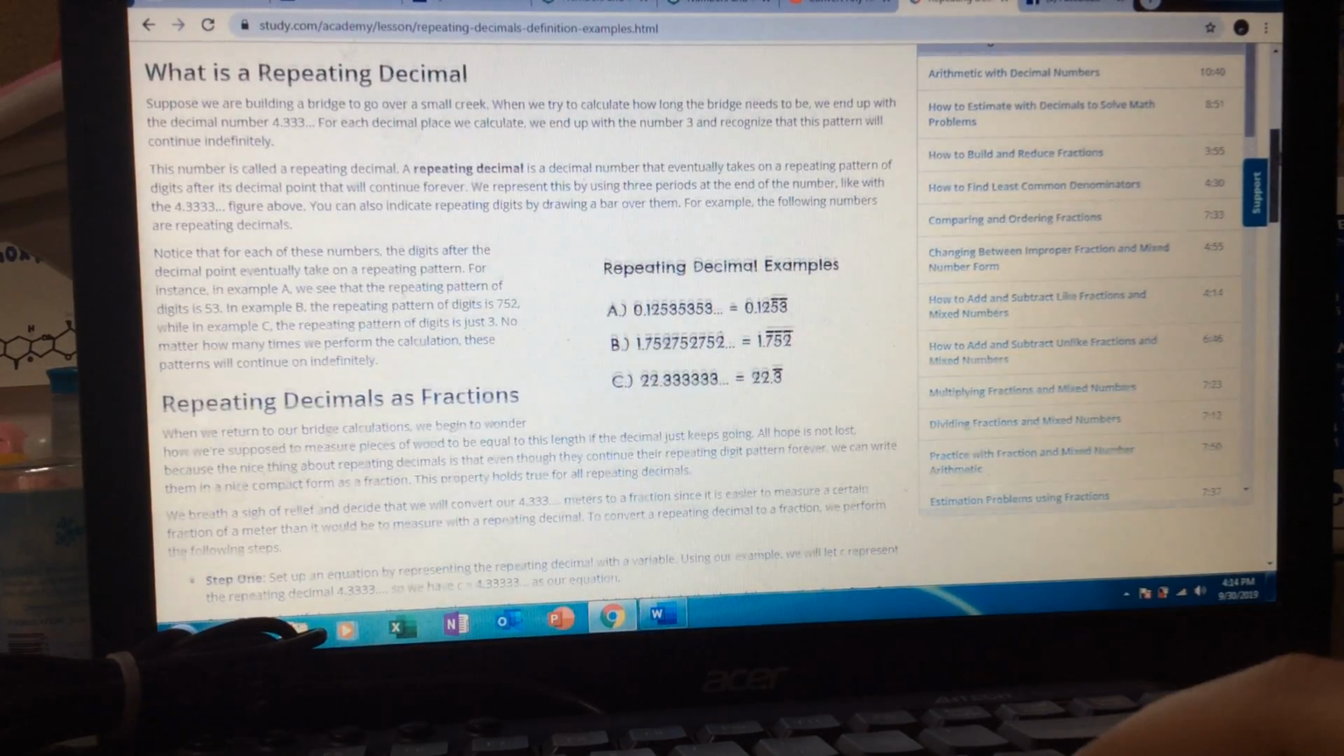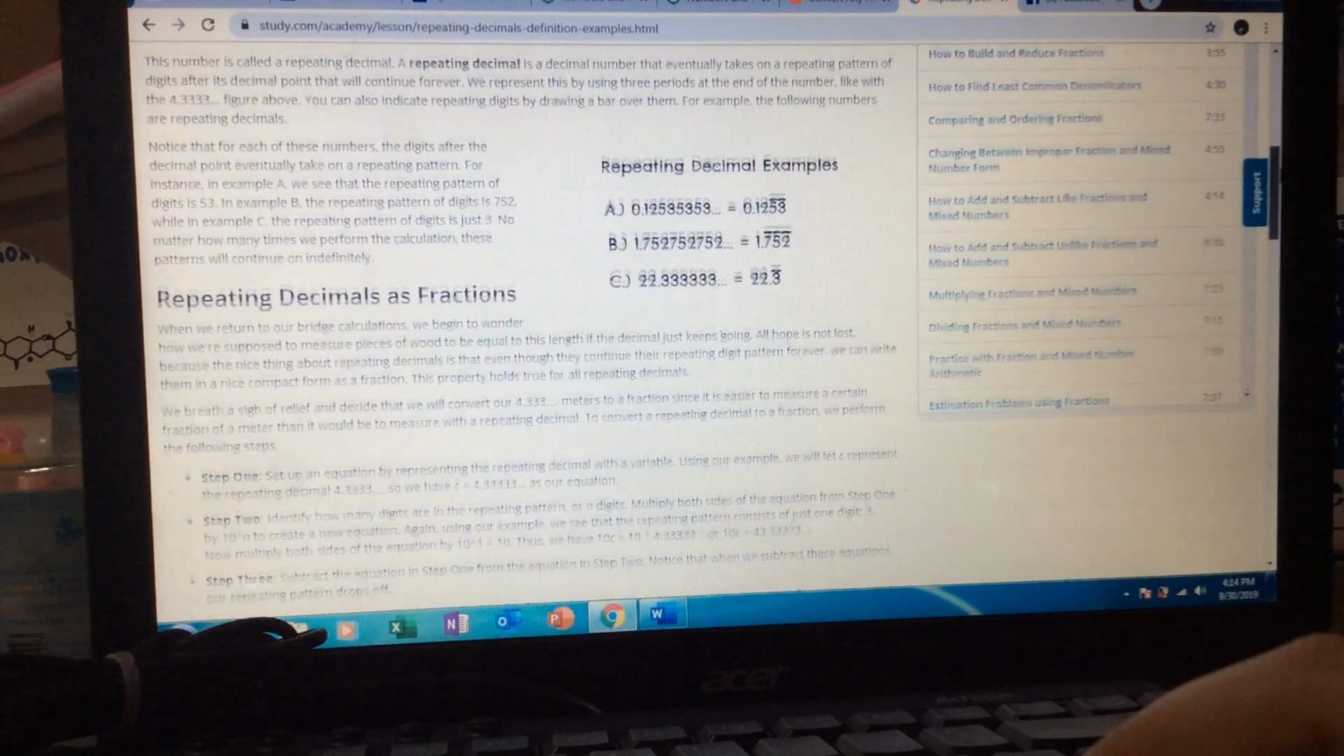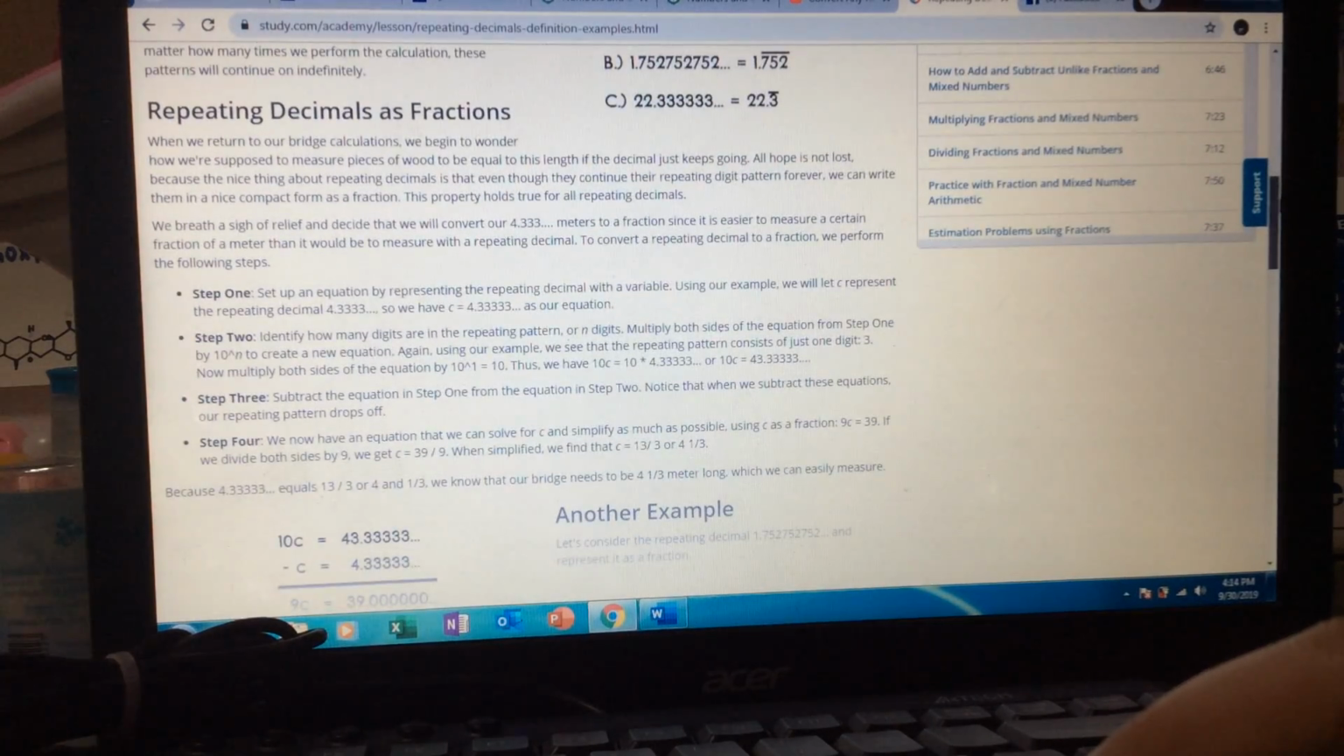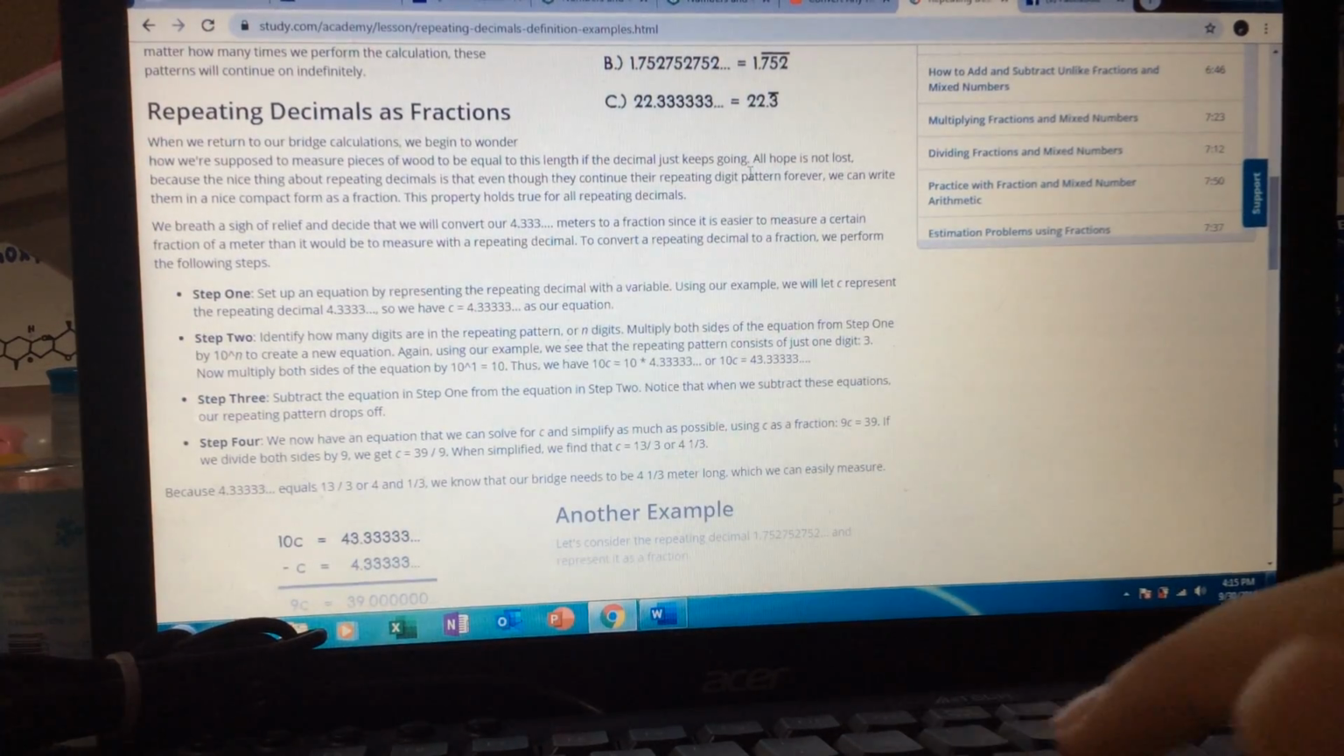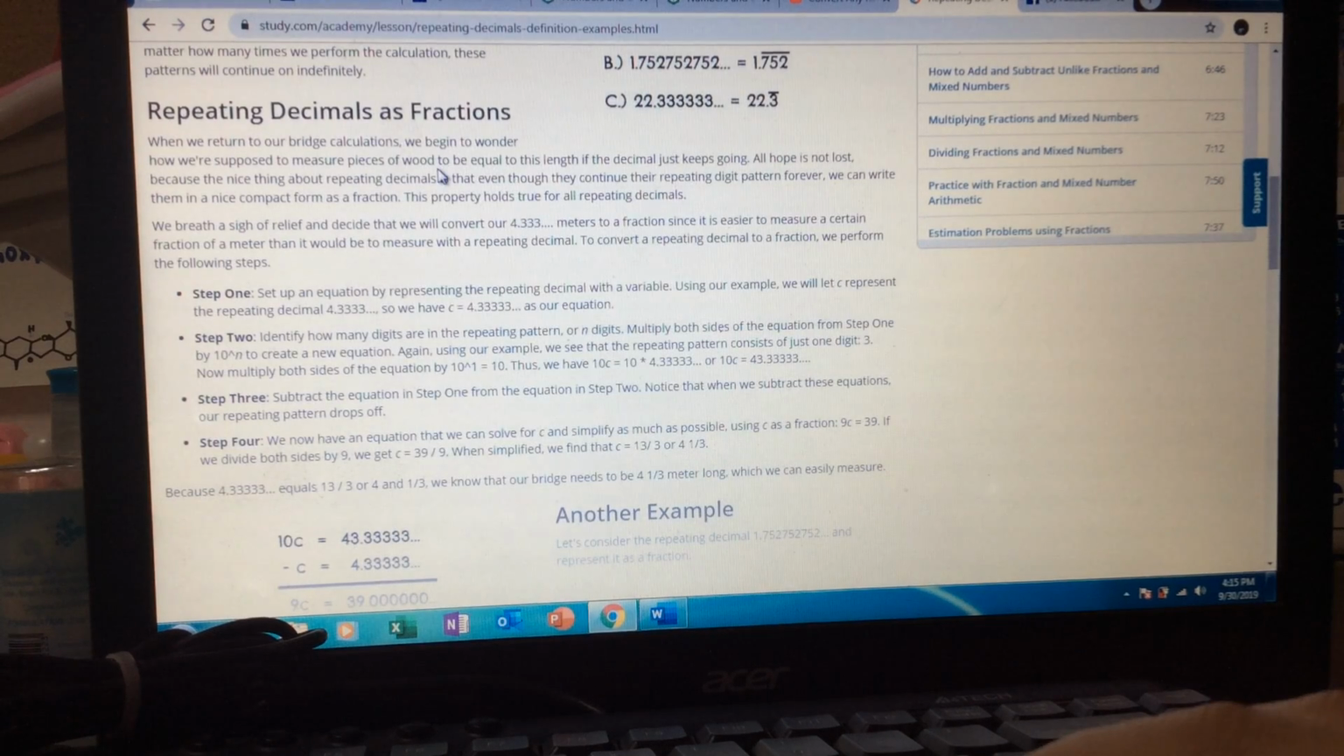So, repeating decimals as fractions. When we return to our bridge calculation, we begin to wonder how we're supposed to measure pieces of wood to be equal to this length if the decimal just keeps going. All hope is not lost.